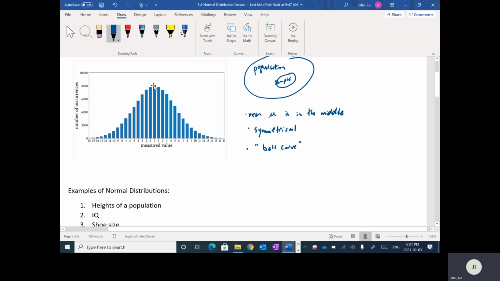This is indicating the middle, and then let's say we go 1 inch one way, there's going to be fewer people, and so forth and so on. So what ends up happening is this bell curve. One example would be the heights of a population.